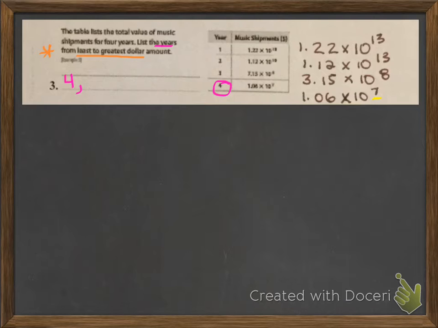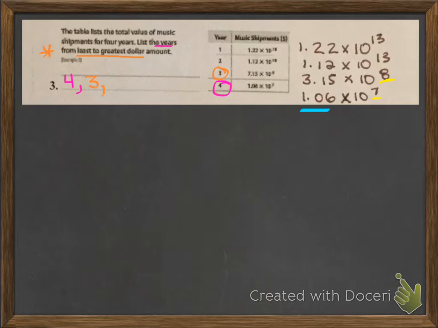So the first thing you look at is the exponent. Since we're doing least to greatest, notice I underlined the 7. That's because 7 is the smallest exponent. So regardless of what these numbers here are in the front, the 7 is still going to be the smallest number because that means you're going to have 7 more places to the right. So that means that it's going to be the smallest value. So that means year 4 was the smallest.